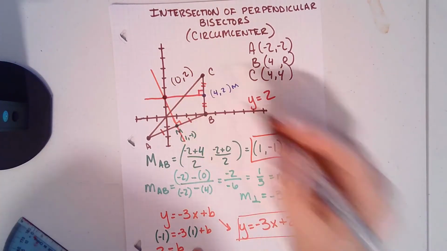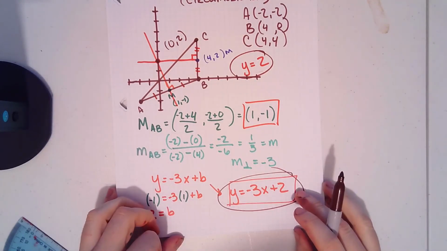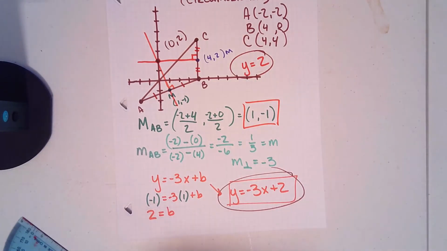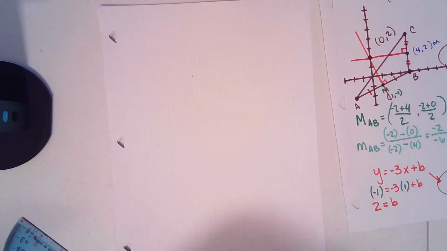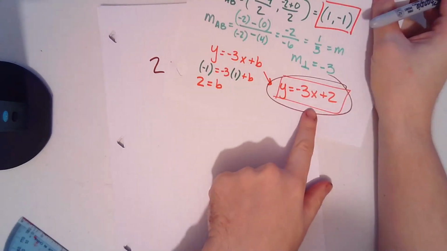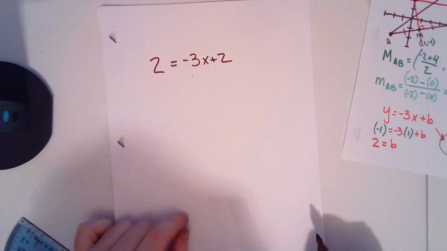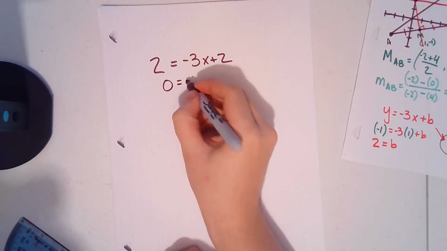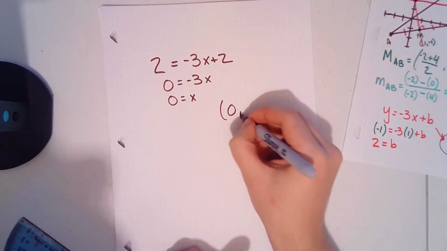But if we needed to find it, what we would do is we'd take this equation right here and this equation right here and set them equal to each other. So what we would do is take this equation, 2, and set it equal to this equation, negative 3x plus 2. When we do this, we'd subtract 2 from both sides and get this. Divide by negative 3, and we'd find out that x is 0.